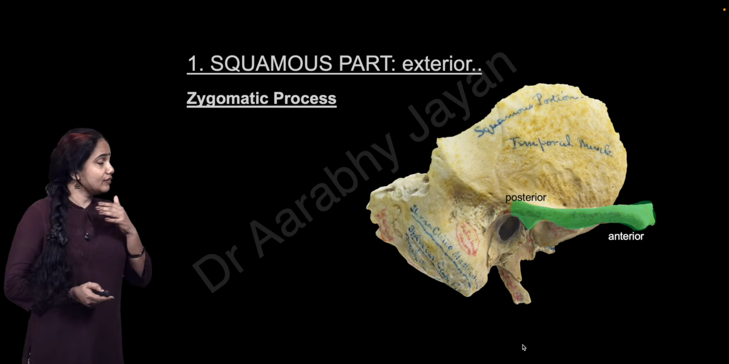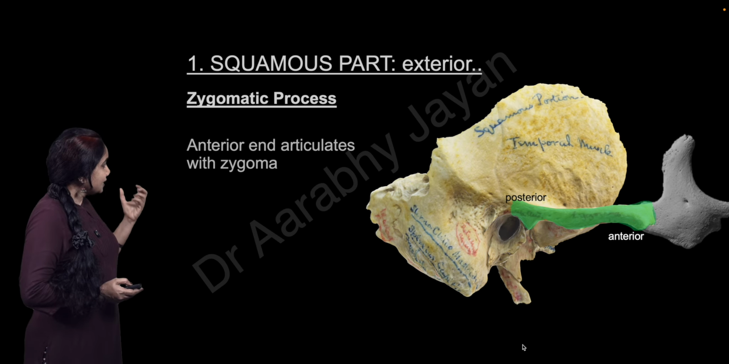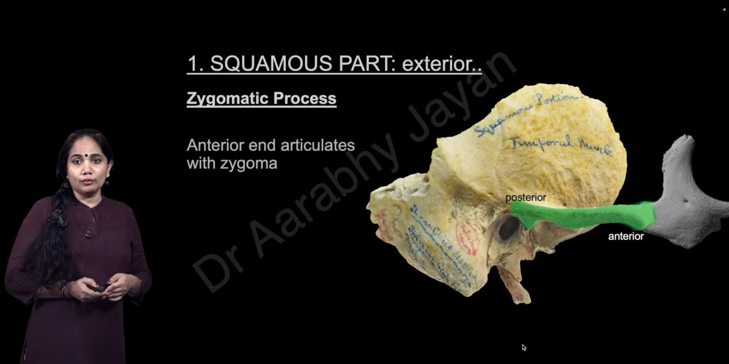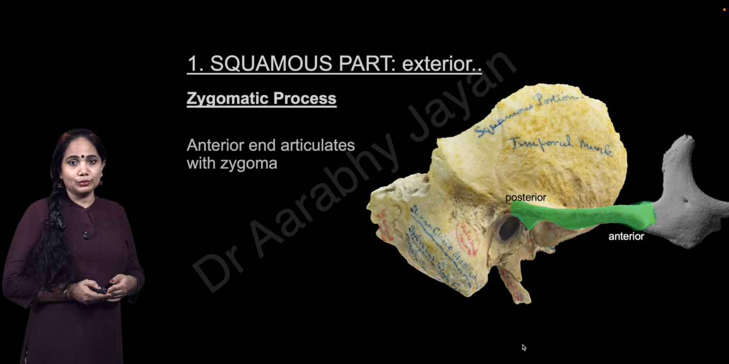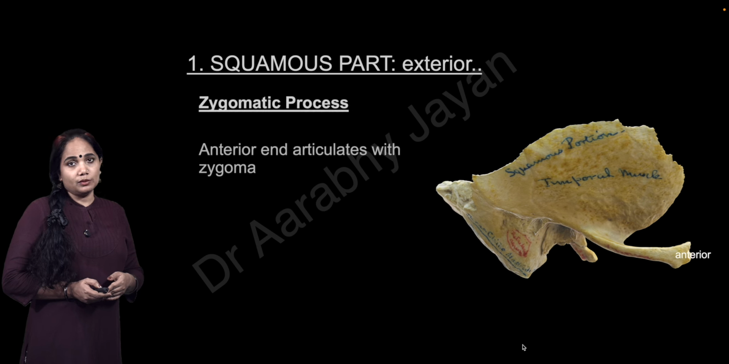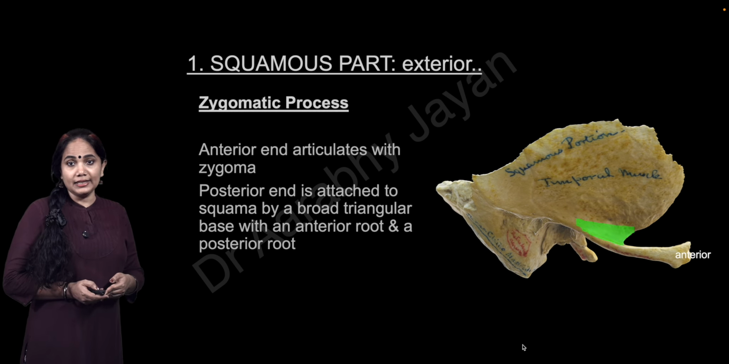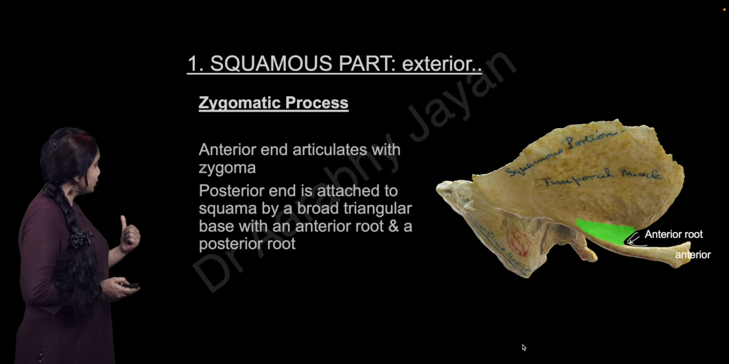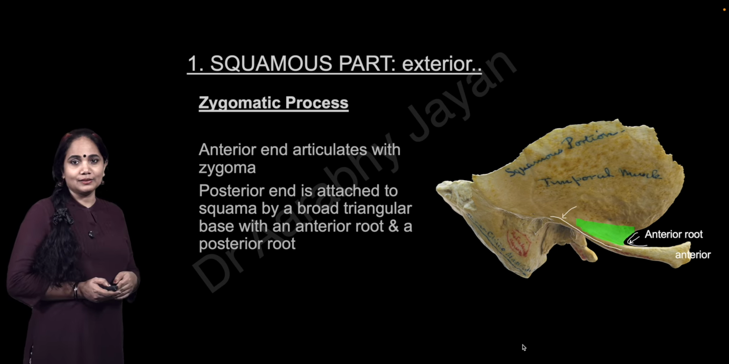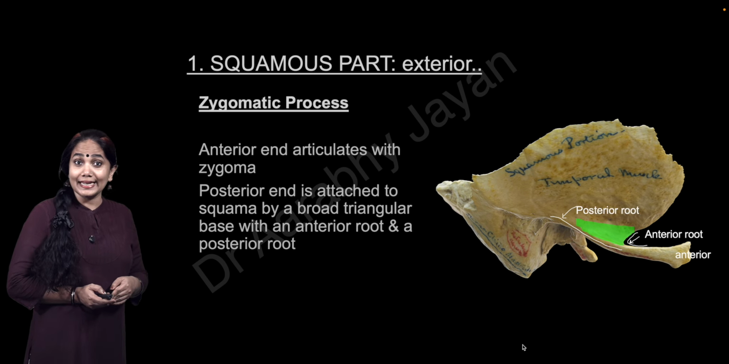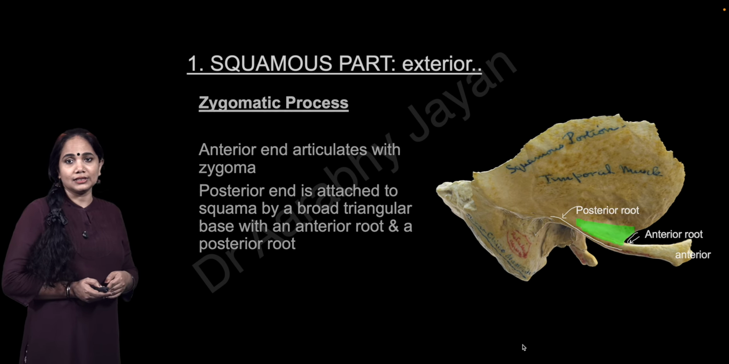The anterior end of the zygomatic process is seen to articulate with the zygomatic bone, obviously, with the temporal process of the zygomatic bone. The posterior end, however, attaches to the squamous part by a broad triangular base which has an anterior root, which is here, and a posterior root posteriorly. That is the posterior root of the posterior end of the zygomatic process.